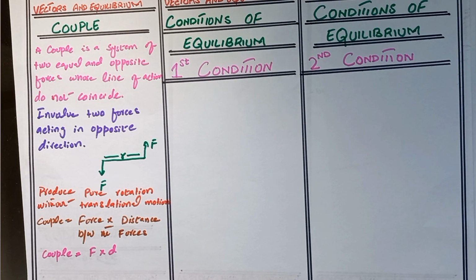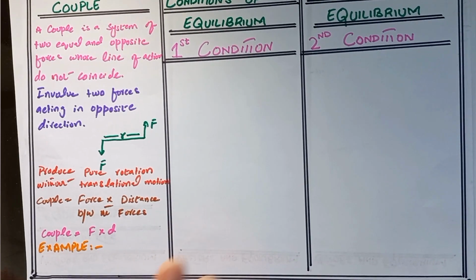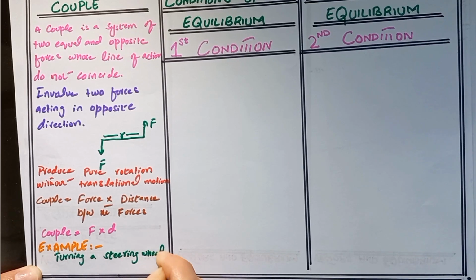If we talk about an example, it is turning a steering wheel with both hands.